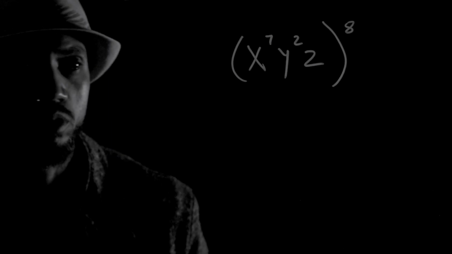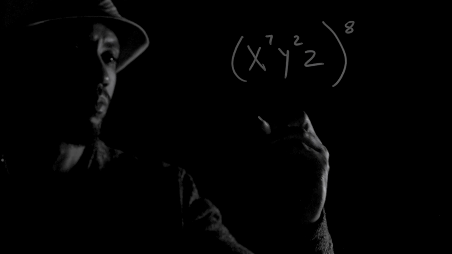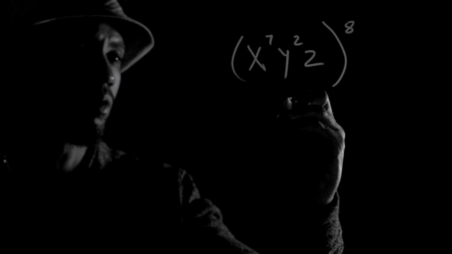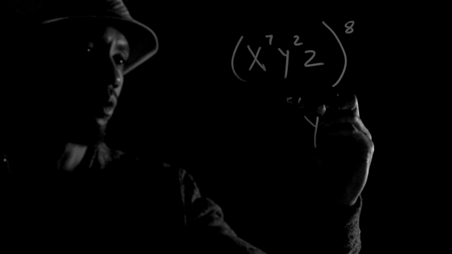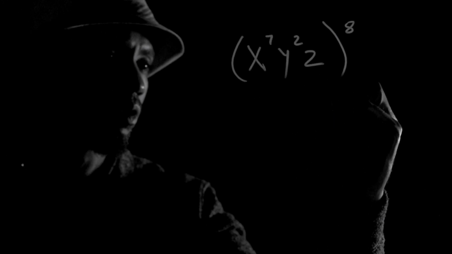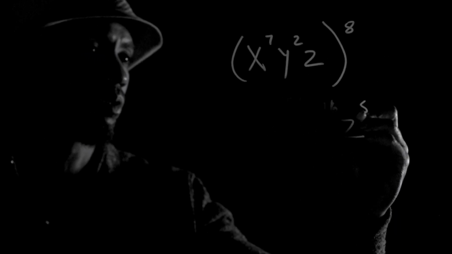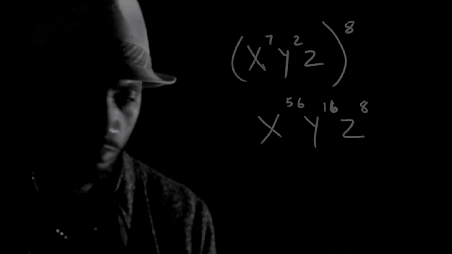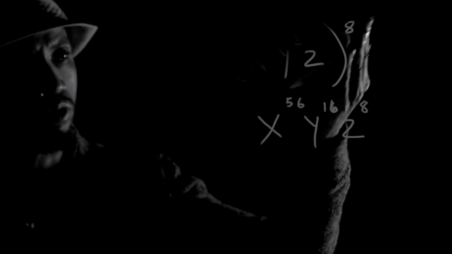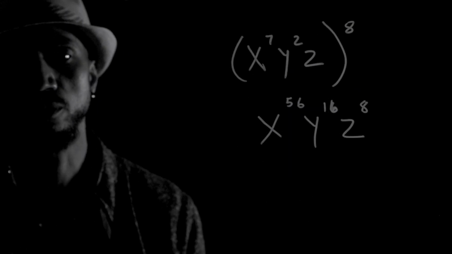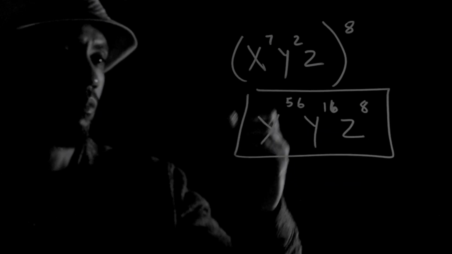So here we're just going to do the power rule, okay? We're multiplying our exponents. So for x, we have 7 times 8, 56. For y, we have 2 times 8, 16. And for z, we have 1 times 8, which is 8. That's simple enough. That's just the power rule. If you have exponents raised to a power, you just use the power rule, which says multiply the exponents. Okay? Simple enough.